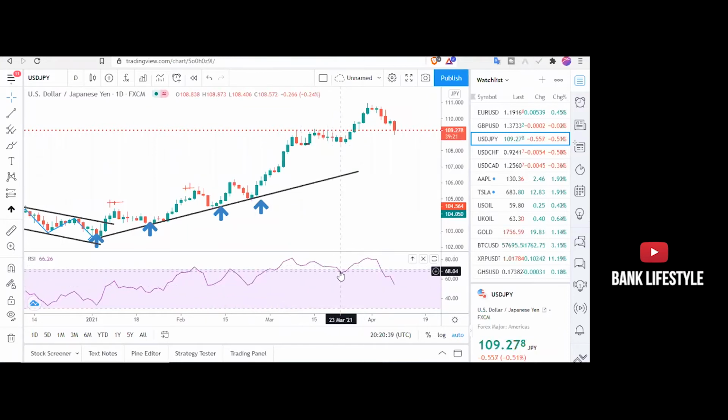But here you see it didn't really come down to the 30. It came down a little bit and pushed back up. That's why we say indicators aren't 100% accurate, because if it was to be accurate, here it was an overbought condition and it should come down all the way to this point, right? But since it's not 100% accurate, you should understand these markets.